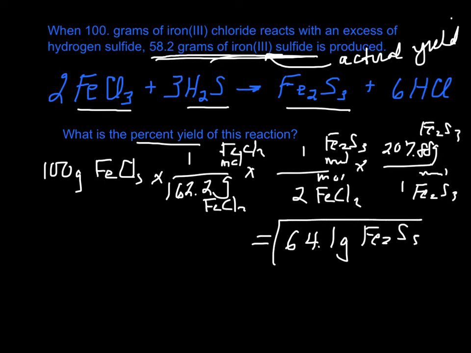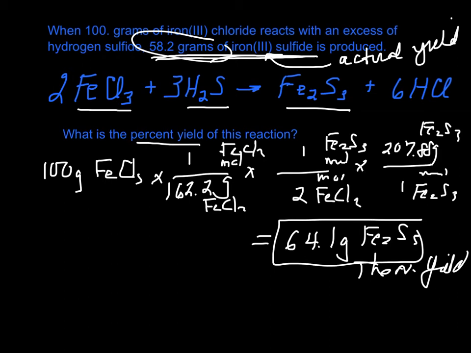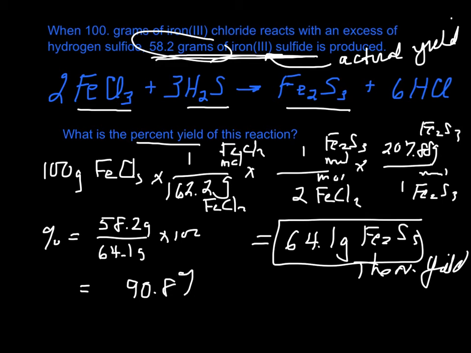This is your theoretical yield. This is how much you should make. Did we make that much? Not quite. So the percent yield is your actual 58.2 divided by your theoretical 64.1 times 100. And this reaction worked pretty well. We got a 90.8% yield.